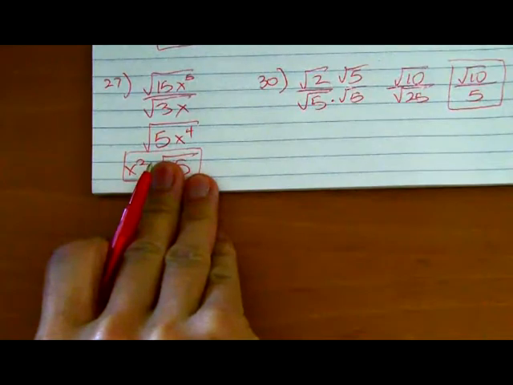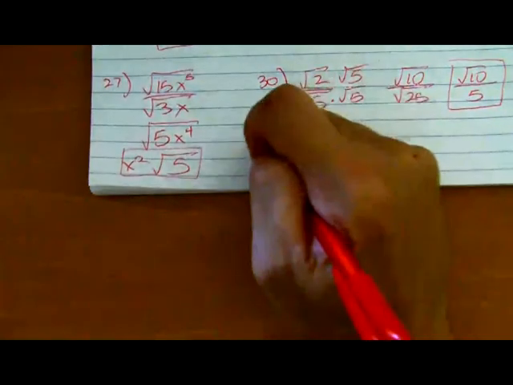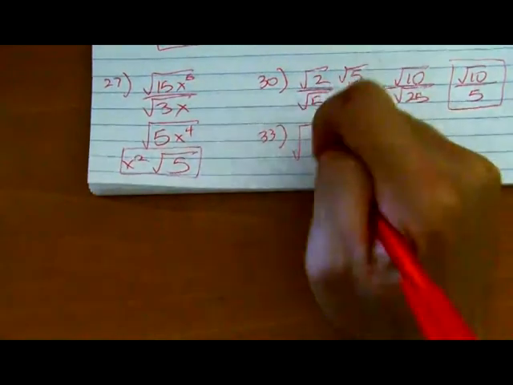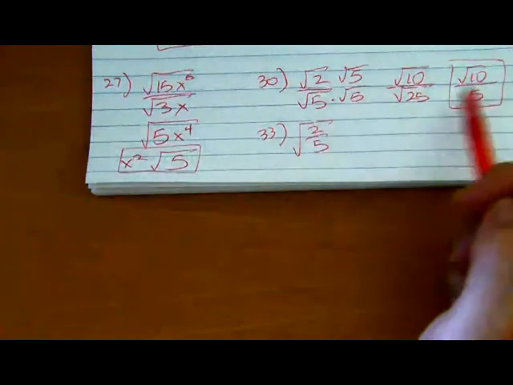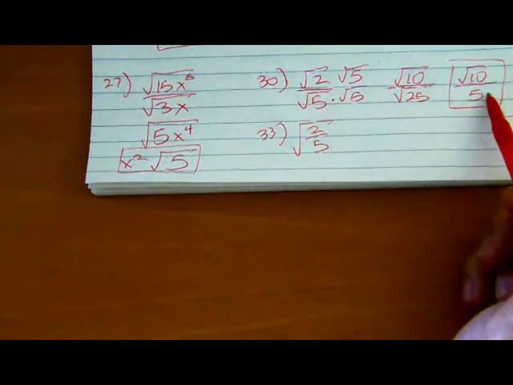Number 33 says square root of 2/5. Oh, it's the same thing as that. It's just that it's under one radical instead of 2. So the answer for 33 is the same as 30.